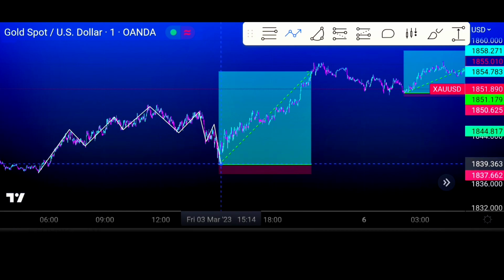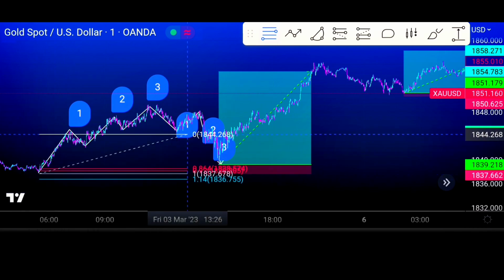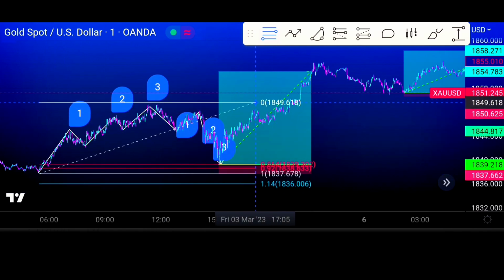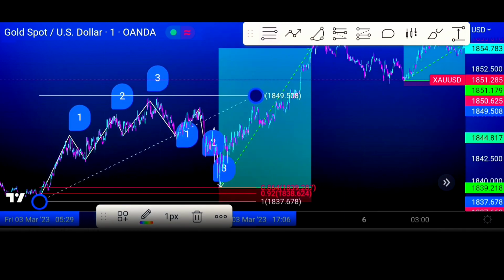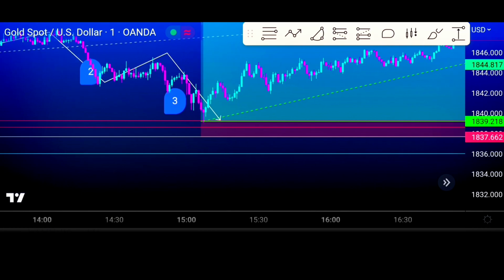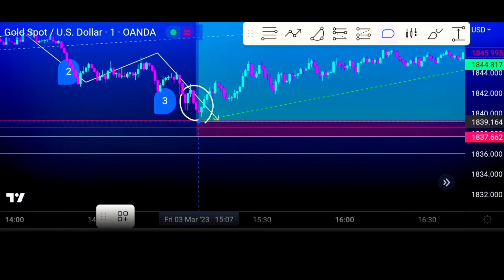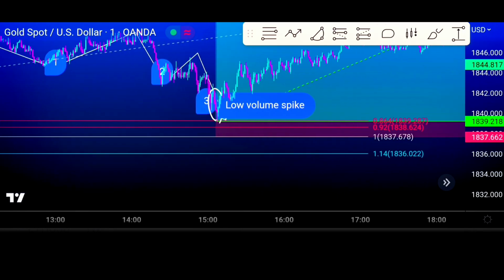Alright, to have a complete cycle or a complete hook, we need 3 highs and 3 lows, provided that the last low is at 86% of the previous leg. Then we can open a good trade. Moreover, here we have a low volume spike on 86% of the previous leg, so we open a long trade.